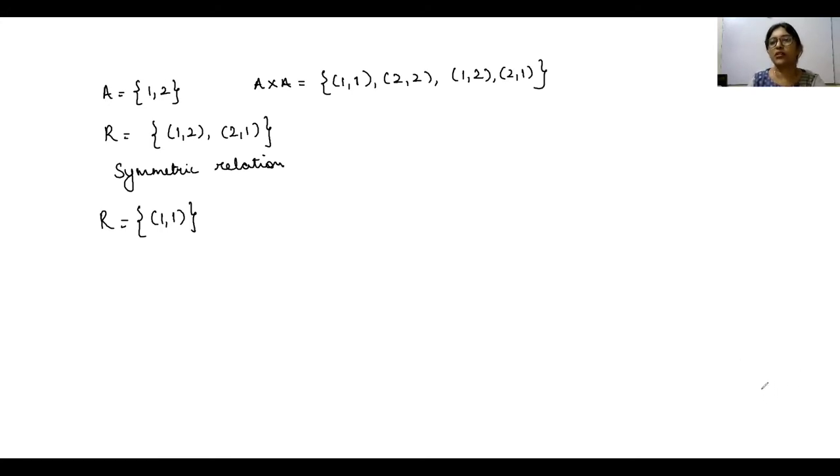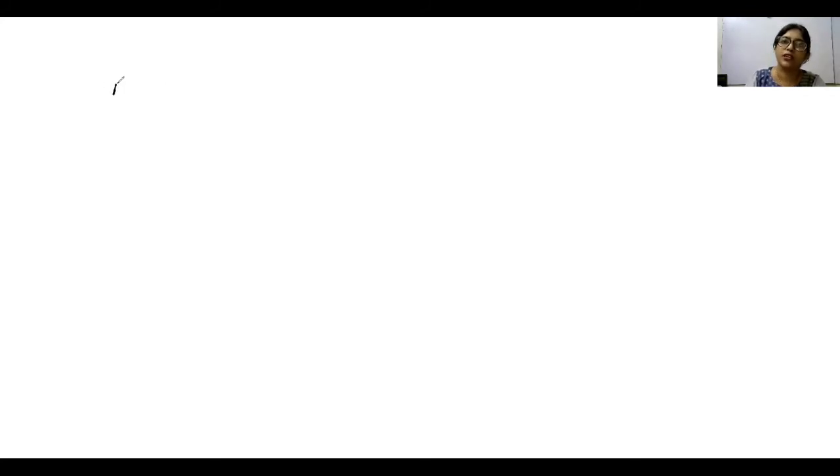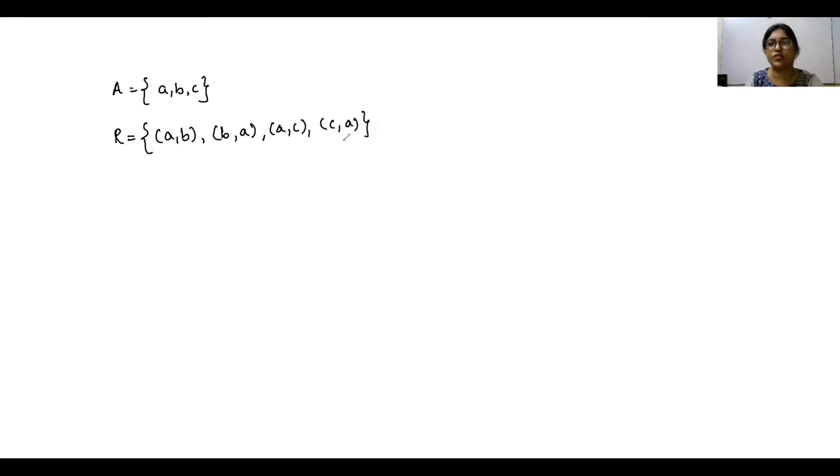So whichever element is there, if you flip the elements, then that ordered pair should be in R. That is known as a symmetric relation. So if we take another example, say you have a set A which is {a, b, c}, and we are discussing R which has (a, b), then we should have (b, a). It would become symmetric. If we have (a, c), then we should have (c, a) also. That is symmetric.